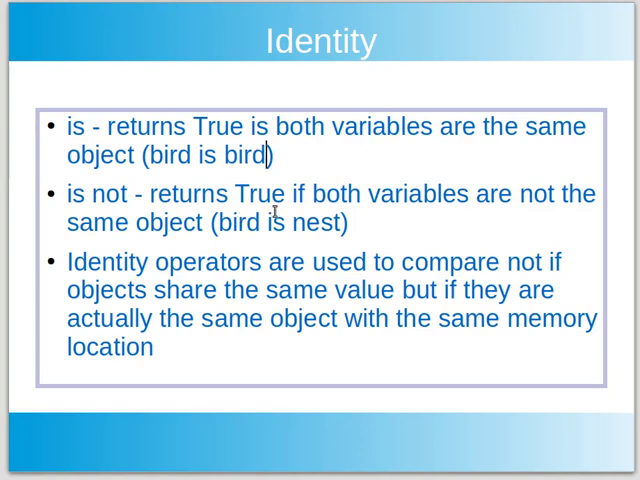So bird is nest, is not nest, would also return true, because a bird is obviously not a nest, and certainly not if we're talking about the same object requiring the same memory location. Which brings us to the next point.